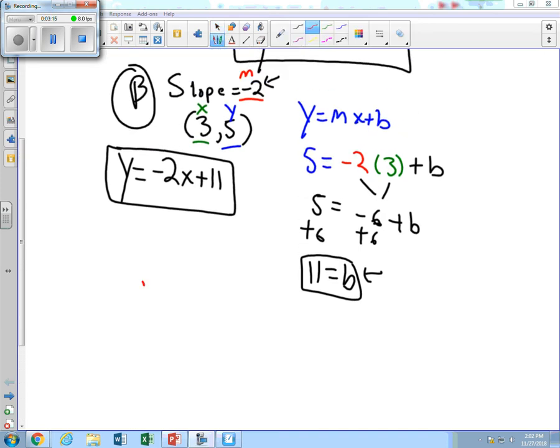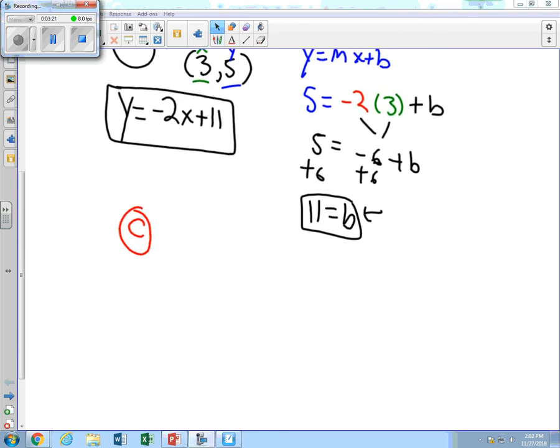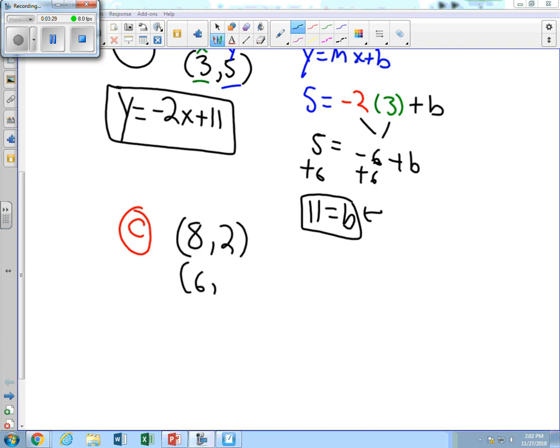Let's start with C. I don't know why that was in red. So C, you're given 2 points, (8, 2) and (6, 3). So I'm going to write this as (8, 2) and (6, 3). This is group 1. This is group 2. This is x, and this is y. Why is that important? Because you need to find the slope.